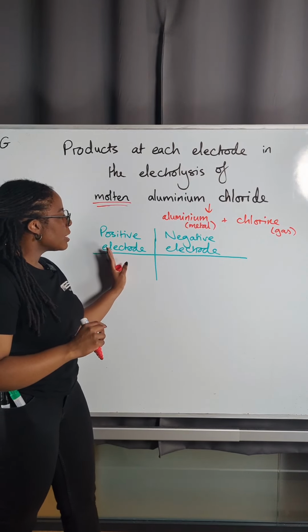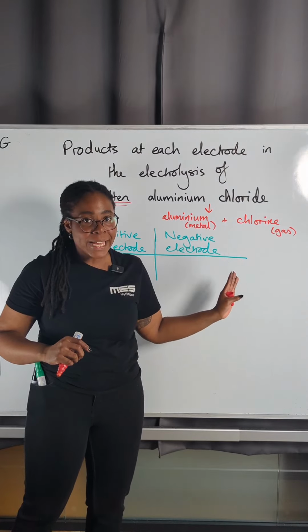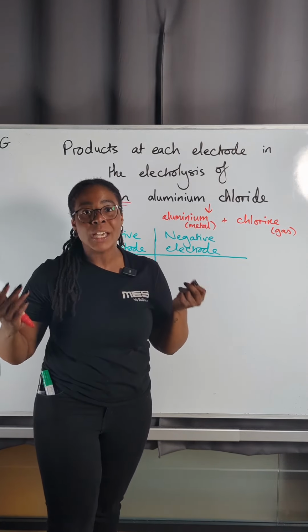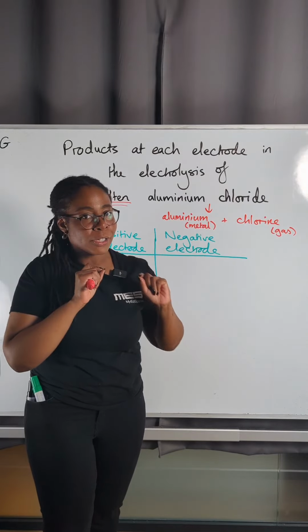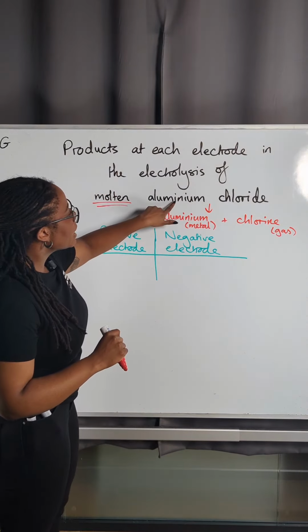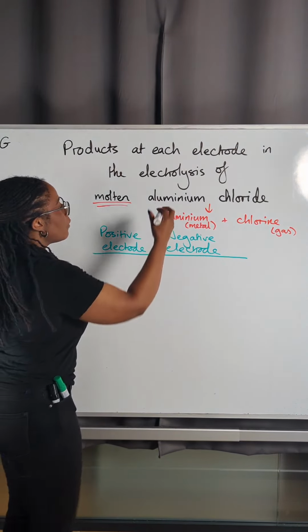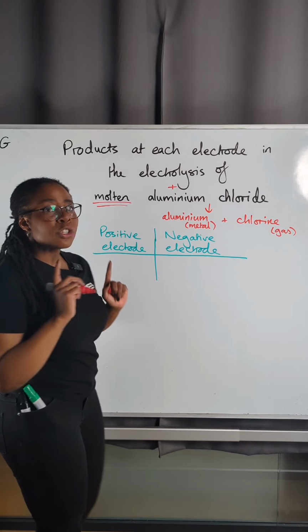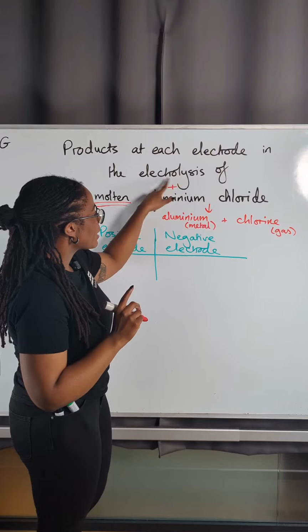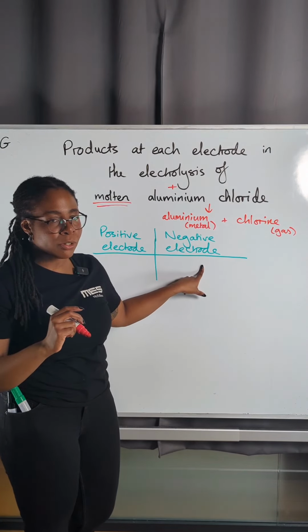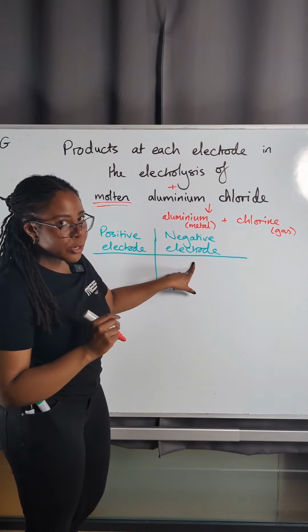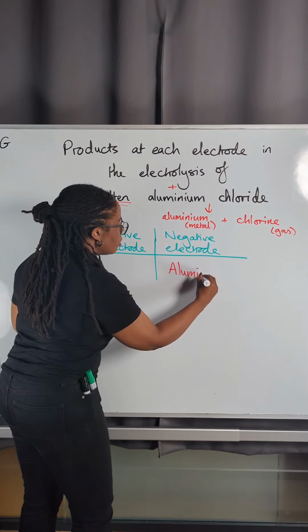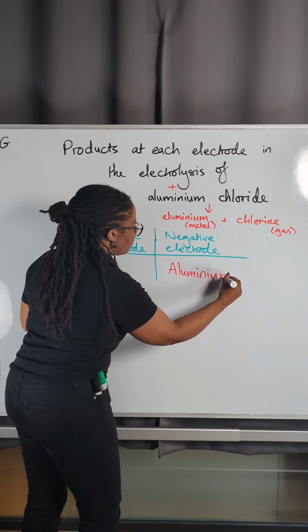Which one would form at the positive electrode? Which one would form at the negative electrode? That is all about the charges of the ions within our ionic compound. So our metal, aluminium, would have formed a positive ion, which means because opposites attract, it's going to be attracted to the negative electrode. So our metal is going to form at the negative electrode. So that's where we are going to produce our aluminium.